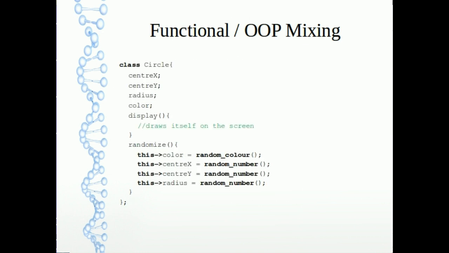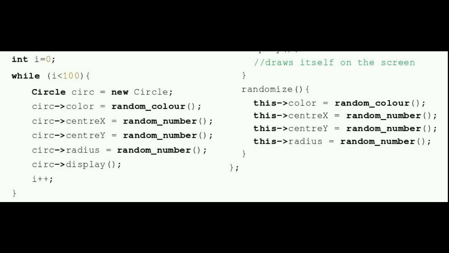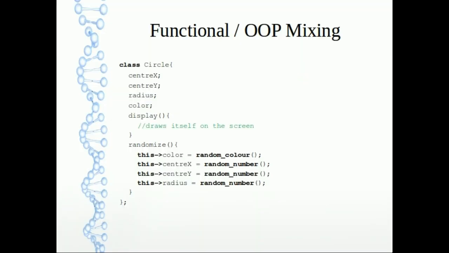If we look at our updated class declaration, we still have the same properties and methods as before, center x, center y, radius, color, and display, but we have added the randomize method. The code inside the randomize method looks very similar to the code in the while loop, except instead of referring to the object, we use the term this instead. This is a keyword in most object-oriented languages, which refers to the object which has called the method. It does not usually refer to the class itself, but rather the object, which is an instance of that class and which has called the method.